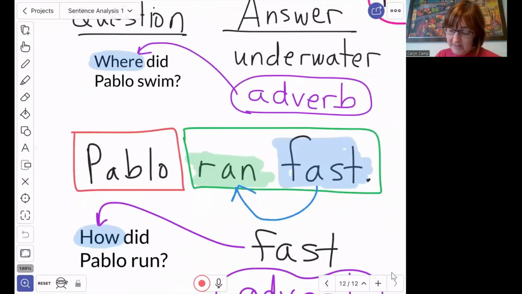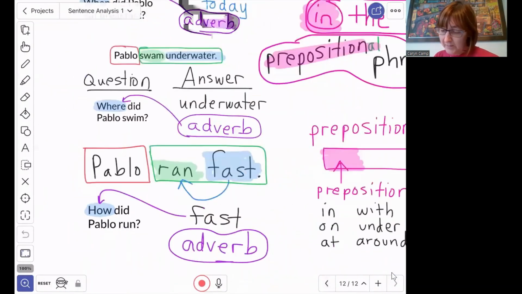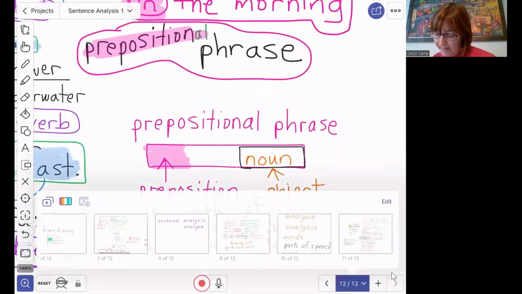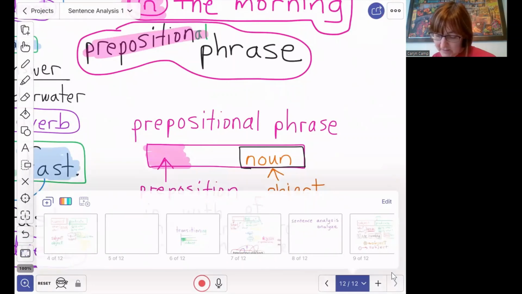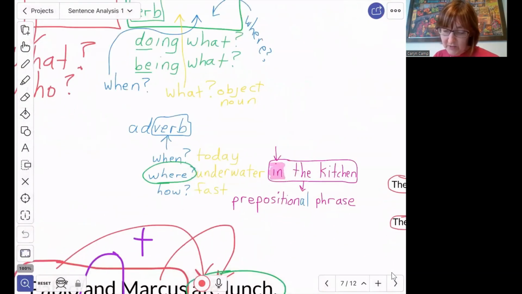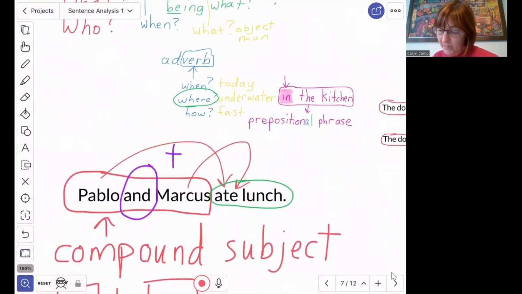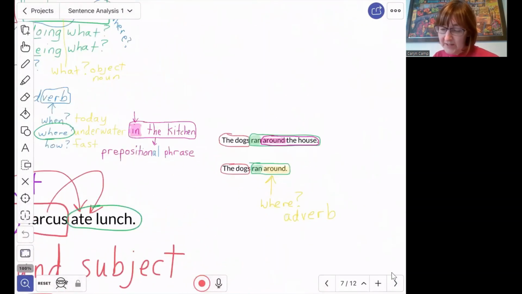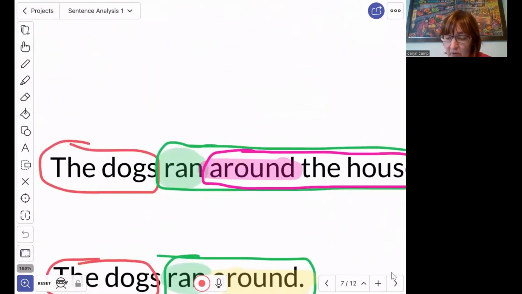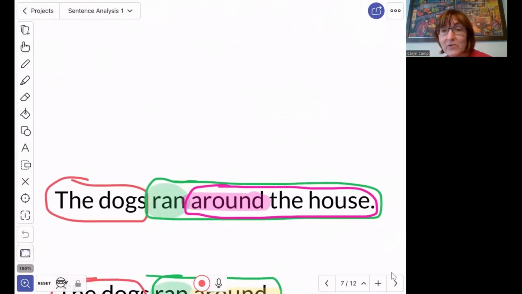Let me go back and look at our class, it was number 7, and let's see what else we did. So we went on to compound. Oh, I wanted to give this example. Let me just show this example real quick. In this first one, the dogs ran around the house.